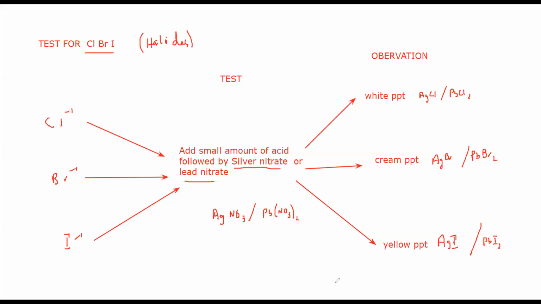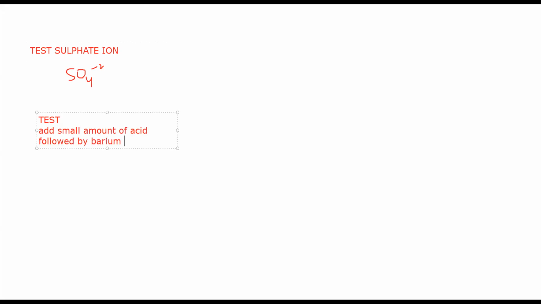Okay, I'll move on to the next test, which is about the sulfate ion. If you want to test the sulfate ions, sulfate means SO4. So what is the test? The test is to add a small amount of acid followed by barium nitrate or barium chloride.